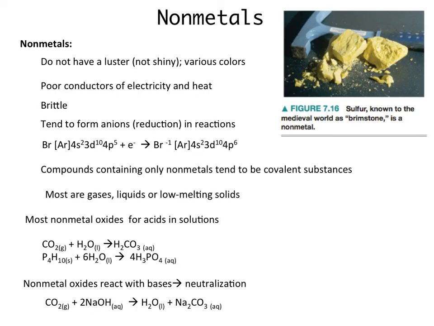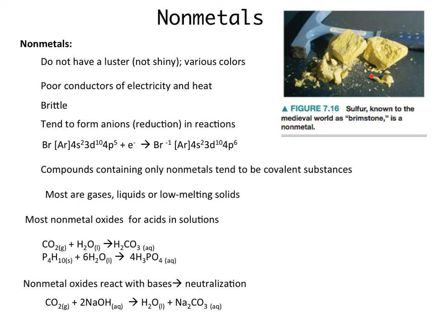Nonmetals are typically found on the right-hand side of that periodic table. Those green elements on the previous chart that we were looking at correspond to these types of elements. They do not have a shininess or a luster, and they're typically different colors. As you can see over here, the sulfur is kind of a yellowish color. Nonmetals are poor conductors of electricity and heat. They're very brittle. As you can see here, this sulfur breaks apart into kind of a crumbly mess.